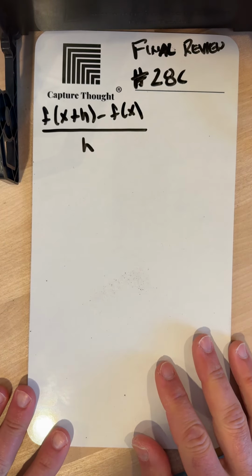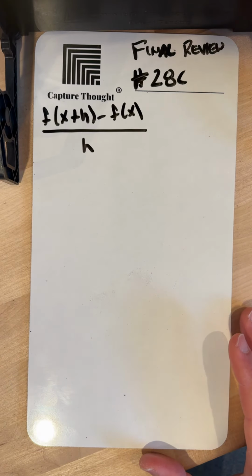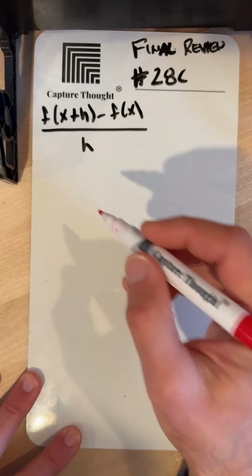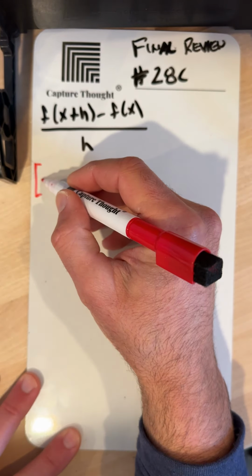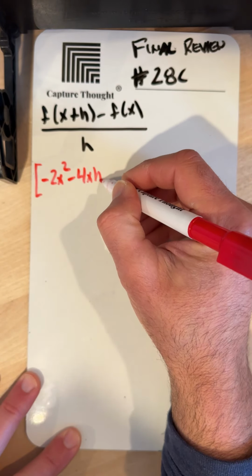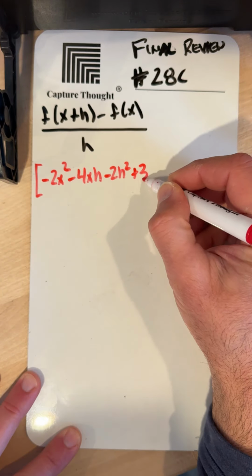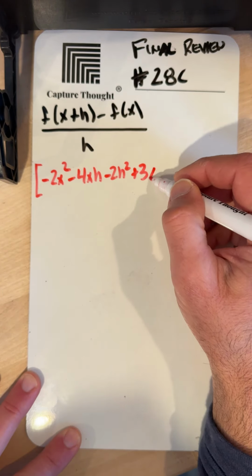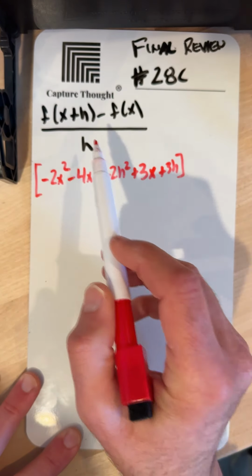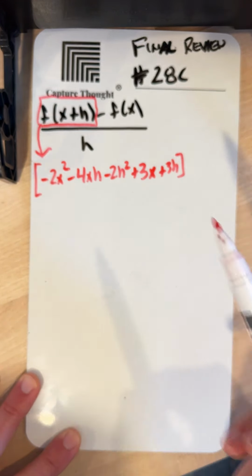Okay, so part C of this problem wants us to evaluate f of x plus h minus f of x, all over h. So we already know what f of x plus h is from the previous problem. So I'm going to write this in parentheses here. That is negative 2x squared minus 4xh minus 2h squared plus 3x and then plus 3h. Now that right there is from the last problem. So everything in red, that stuff is from the last problem.